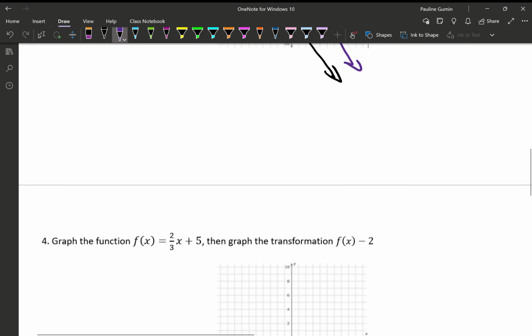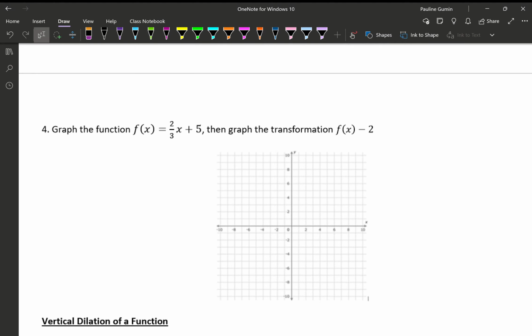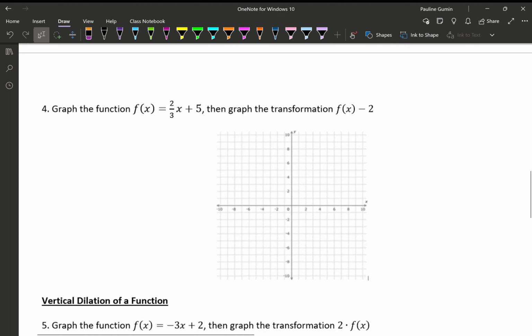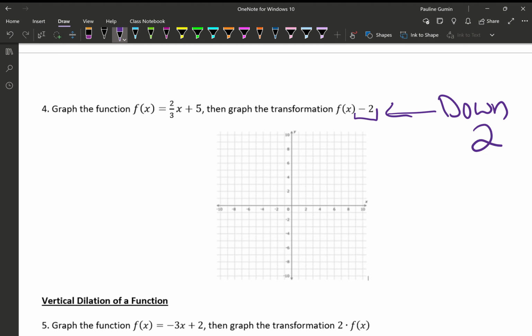Cool. Onwards we go. Ooh, fractions look so scary, but don't worry. Fractions are good when we're graphing. I promise. It's better than a decimal. Okay, so we want to graph the original function and then transform it as a minus 2. A minus 2 on the outside means down 2. Cool? Let's graph the original. The original one starts at 5 and then has a positive 2 over 3. That means we go up 2 to the right 3. Boom. Down 2. Okay, each of the points we made, let's move them down 2 spaces.